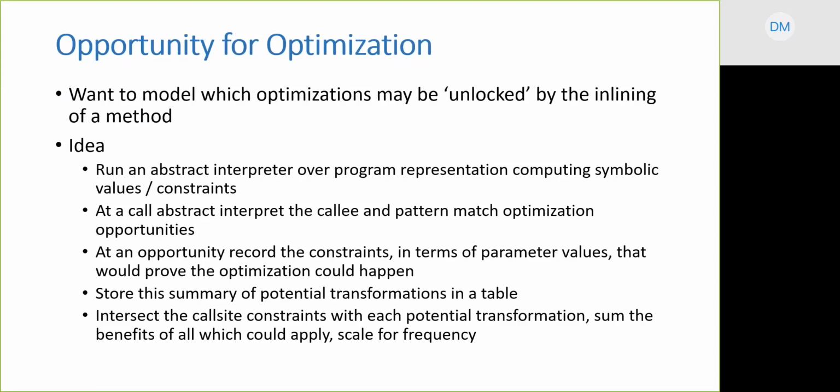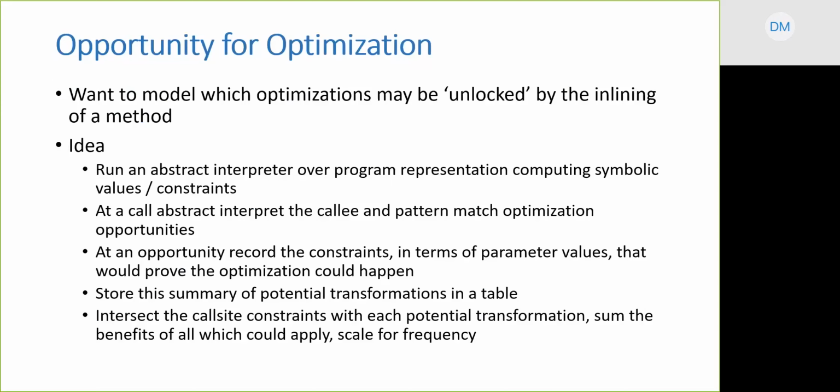And when you get to a call, you will begin interpreting the callee. So you take the callee in isolation and you interpret that callee. And what you're trying to do in that interpretation is to find the opportunities for optimization. Now, these are done as pattern matches in terms of the operations that are being seen. We've got some examples of the ones that are currently looked for.